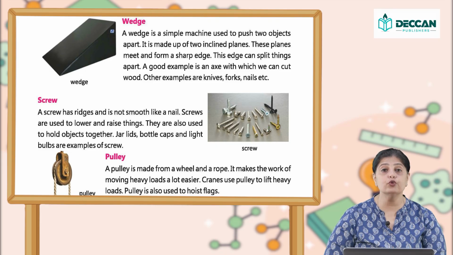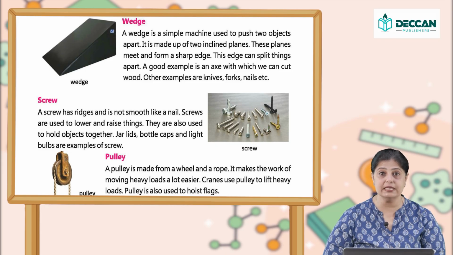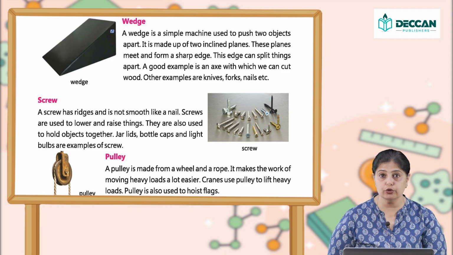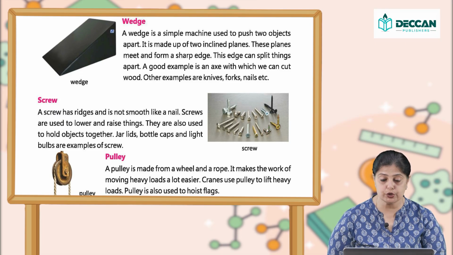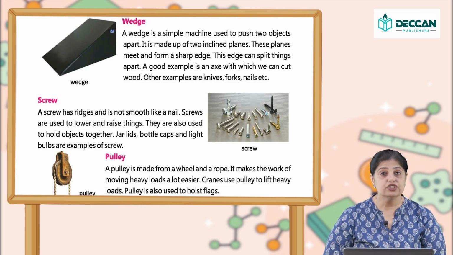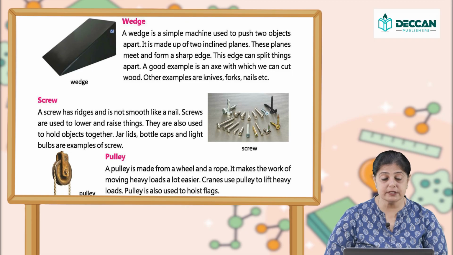Screws are used to lower and raise things. In order to lower something, fix something, or remove something, you use a screw. They are also used to hold objects together. Jar lids, bottle caps, and light bulbs are all examples of screws.